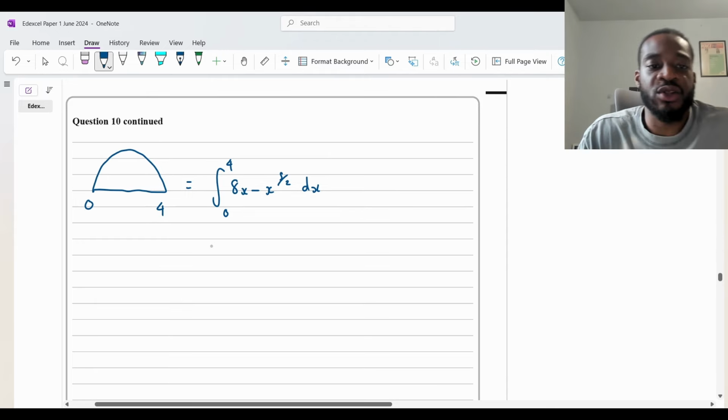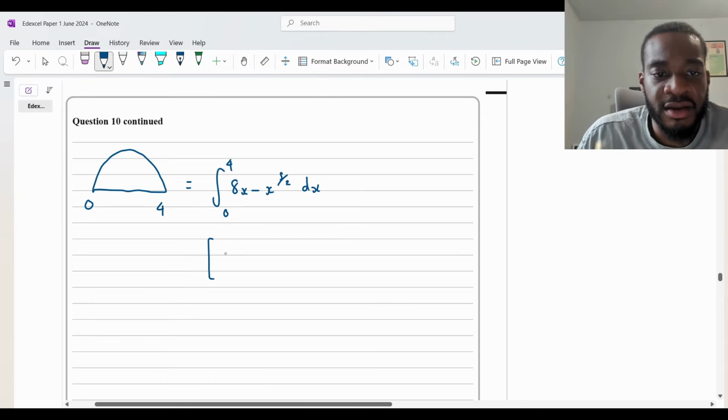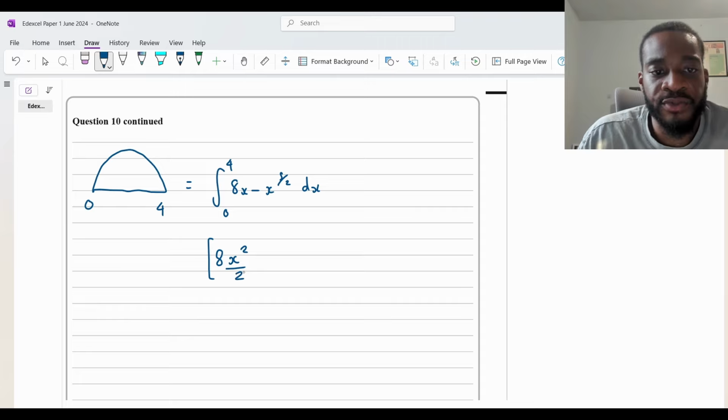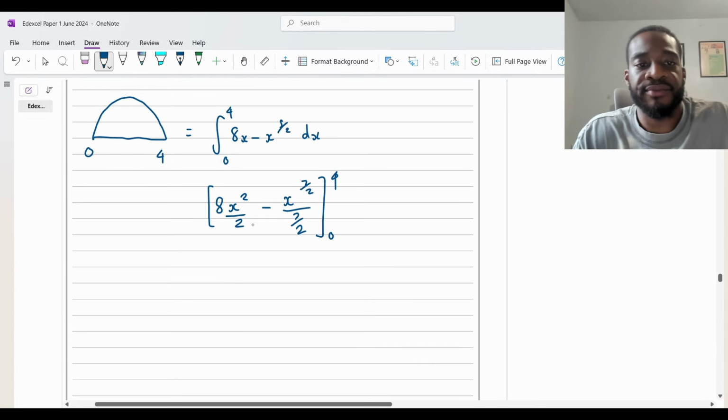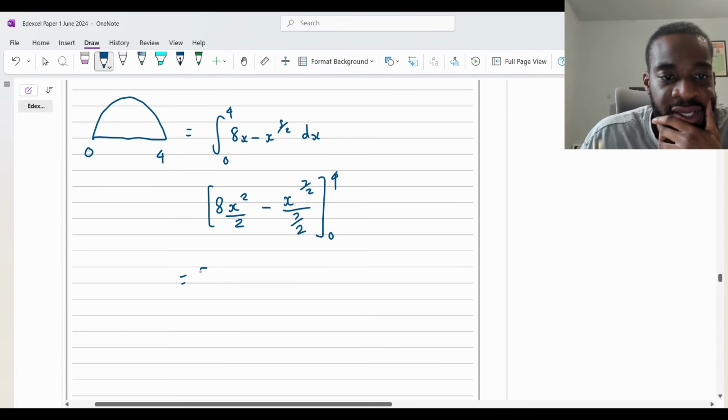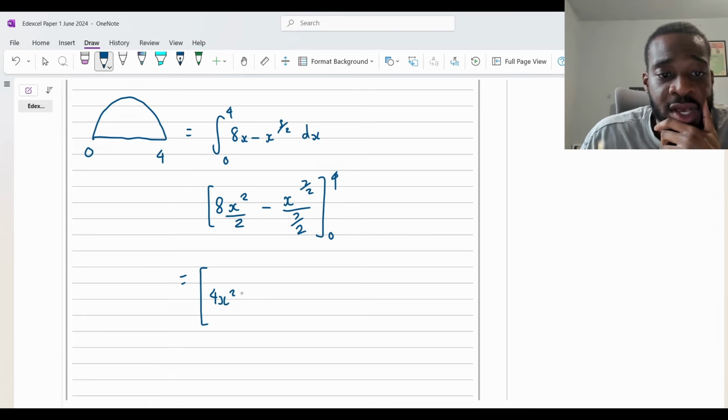So how do we integrate? We add 1 to the power, divide by the new power. So it's going to be that 8 is a constant. x, add 1 to the power, 2, divided by 2. And then minus, and then we're going to add 1 to that power. So it's going to be x to the 7 over 2 divided by 7 over 2. And this is between 0 and 4. So let me just tidy that up a bit. So that's going to be 8 divided by 2 is 4. So 4x squared.